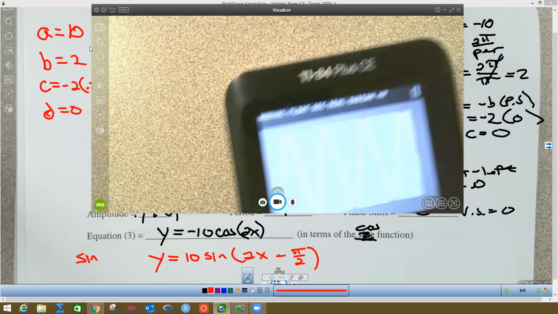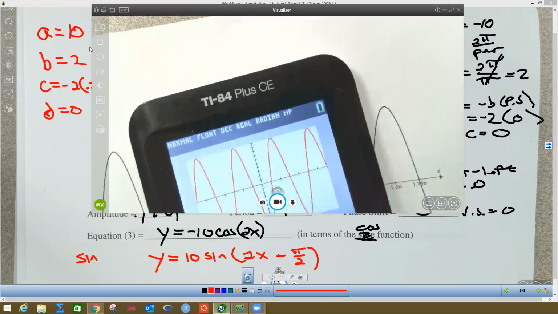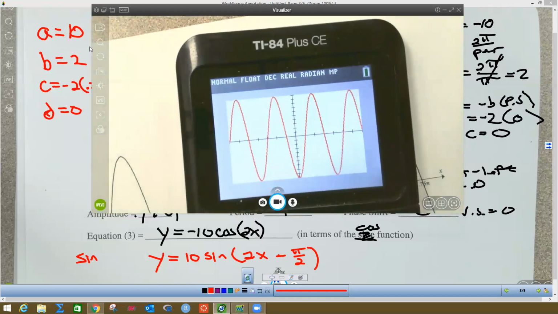Now, does that graph look like what's on the graph on the paper? Yeah, do you see it's at a minimum starting down at -10? Do you all see it? Okay, so that tells me those are right. We're going to do one more together.